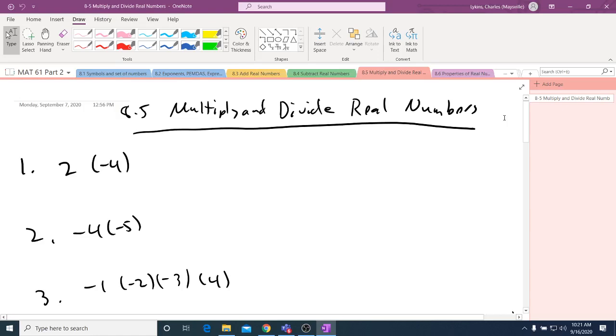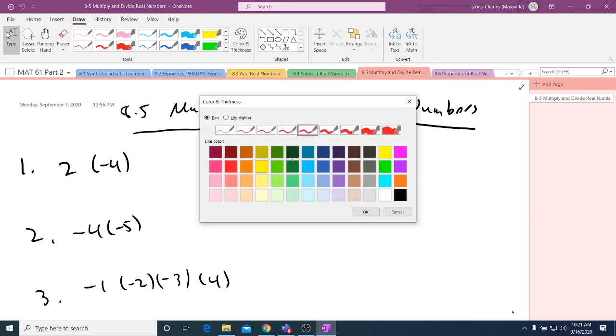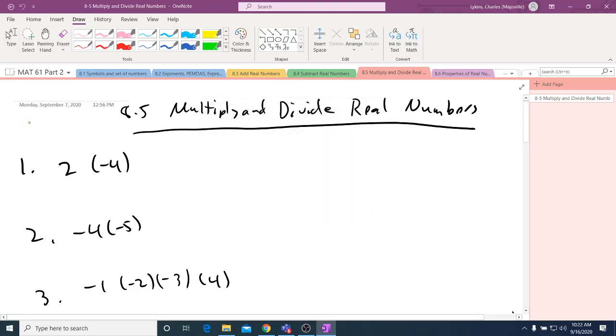Okay, welcome back. Today we're going to talk about 8.5, which is multiplying and dividing real numbers. So one thing I want you to remember, and I'll maybe put this up here at the top.